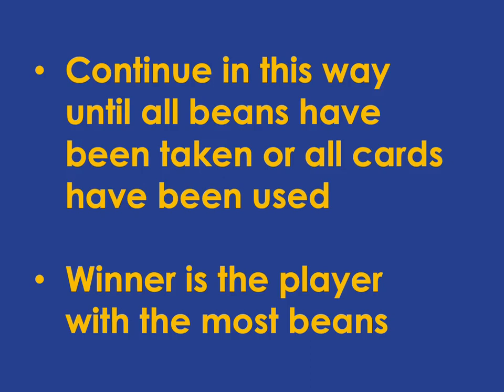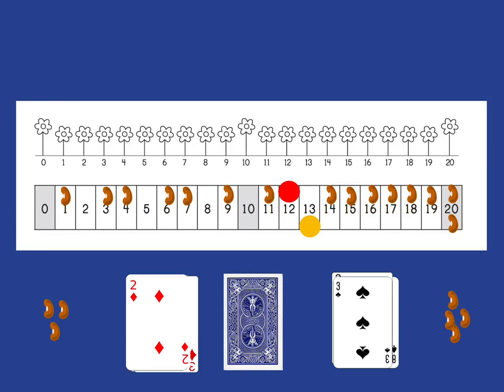The only 2 little things to note here. The first is, say for example, we were in this situation and it's the yellow person's turn and they turn over a 9. Well, obviously if from 13 you go 9 steps, you're going to end beyond 20. And so any time you end beyond 20, you just go straight back to 0. You won't get any beans on that turn, but the next turn you might be able to.